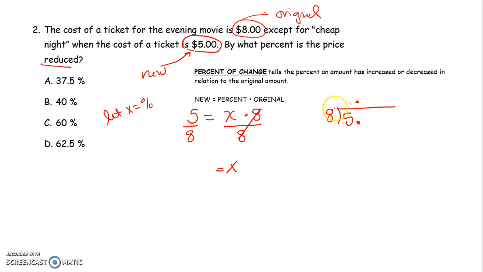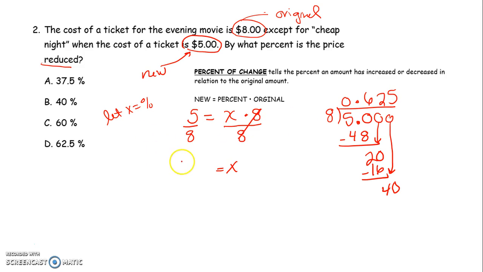So I do 8 goes into 5. 8 goes into 5 0 times. So then I can tack on a 0 here. 8 goes into 50. 8 times 6 is 48. Subtract off. I'm left with 2. Drag down a 0. 8 goes into 20 twice. 2 times 8 is 16. Subtract off. We got a 4. Drag down a 0. And 8 goes into 40 5 times. Okay, so this is 0.625. So what would that be as a percent? Oh, that would be 62.5%. You can always take that decimal, multiply it by 100 to get the percentage.